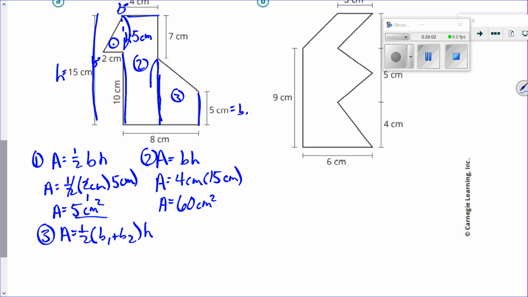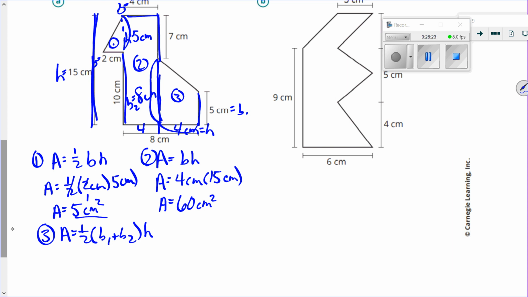They didn't give me this, but they said the whole thing is 15. This part is 7. That means that this part is 8. So my base 2 is 8. Then they also didn't give me this, but they said the whole thing is 8, and this part was 4, meaning this one is 4 centimeters. So that one is my height.